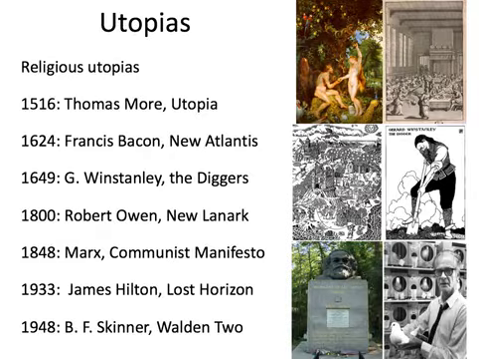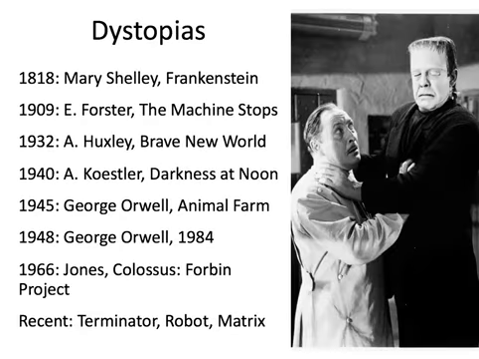And after Thomas More, you have so many people who picked up the genre: Francis Bacon, Robert Owen. Marx and the Communist Manifesto could be seen as a kind of utopian manifesto. And even Skinner in psychology, maybe some of you don't know, wrote different novels. Walden Two expresses a utopian world.